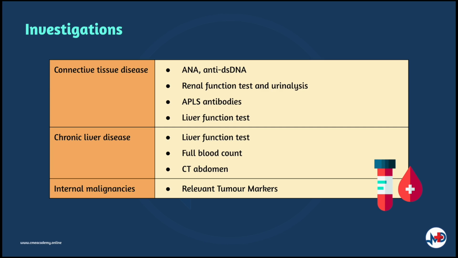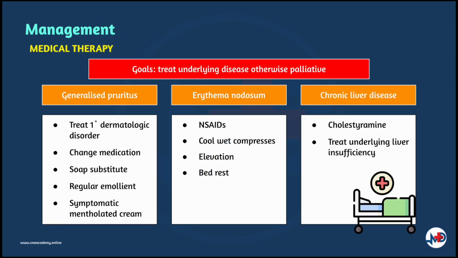Connective tissue disease is evaluated by the presence of antibodies such as anti-nuclear antibodies, anti-double-stranded DNA, lupus anticoagulant, and anti-cardiolipin antibody. Other tests include liver function tests, a renal profile, and urine analysis. To evaluate internal malignancies, relevant tumor marker levels can be investigated. The treatment for skin manifestations of systemic disease varies depending on its underlying cause.